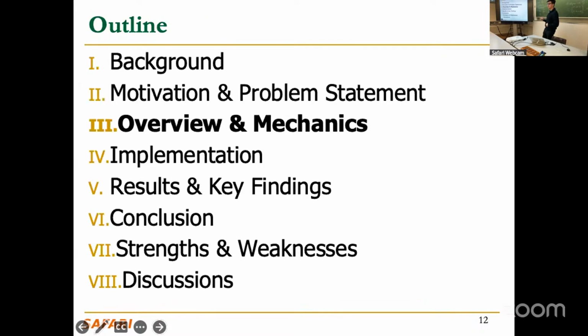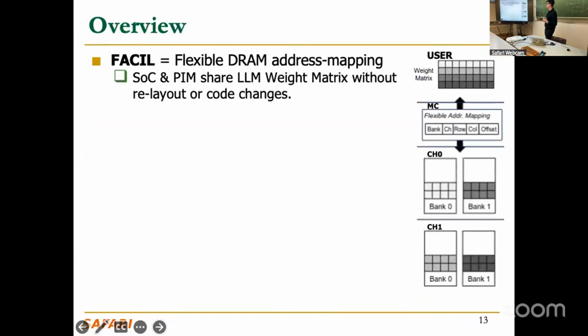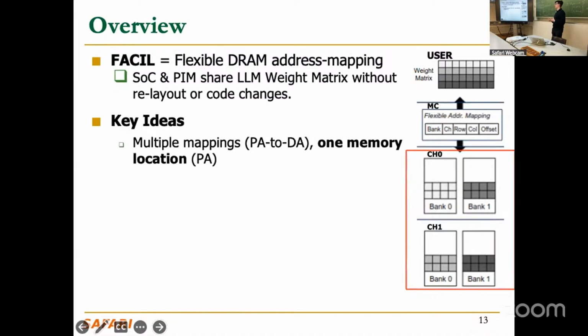And now I'm going to discuss the overview and mechanics that we can find in Facil. Starting with the overview, Facil provides a flexible DRAM address mapping, which allows both the SoC and PIM to share these LLM weights without the relayout cost or asking the user to change any of their code. The key ideas are the following. In Facil, we introduce multiple physical address to DRAM address mappings while accessing the LLM weights, while storing the LLM weights in a single memory location, so addressing it with a single physical address.